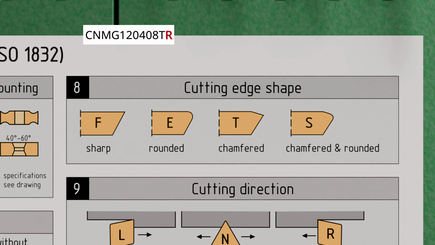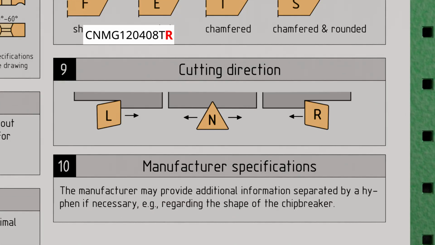The last letter in the designation indicates the cutting direction. This cutting direction refers to the previously explained classification of tool holders into left, right, and neutral turning tools. In our case, the letter R means an insert for a right tool holder. The standardized designation of the insert is now complete. Manufacturers can optionally add further information separated by a hyphen, for example, regarding the shape of the so-called Chipbreaker step. What this Chipbreaker step means will be explained next.